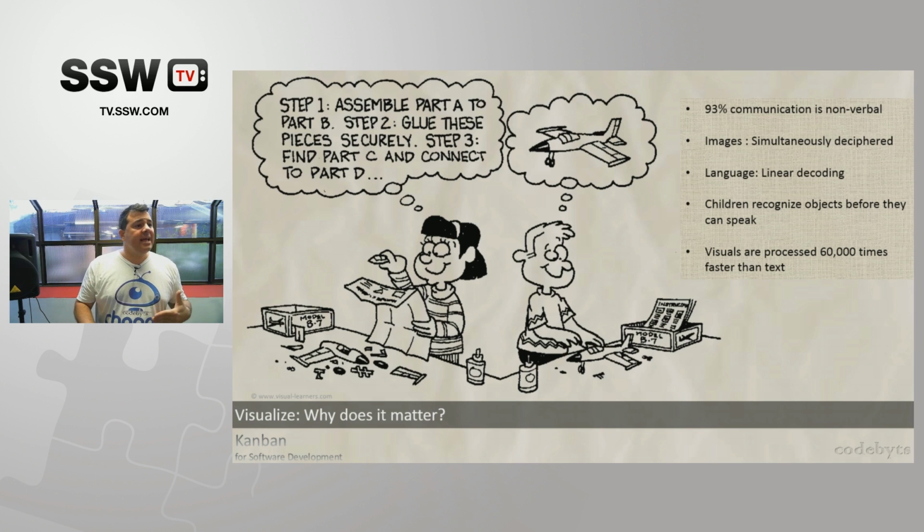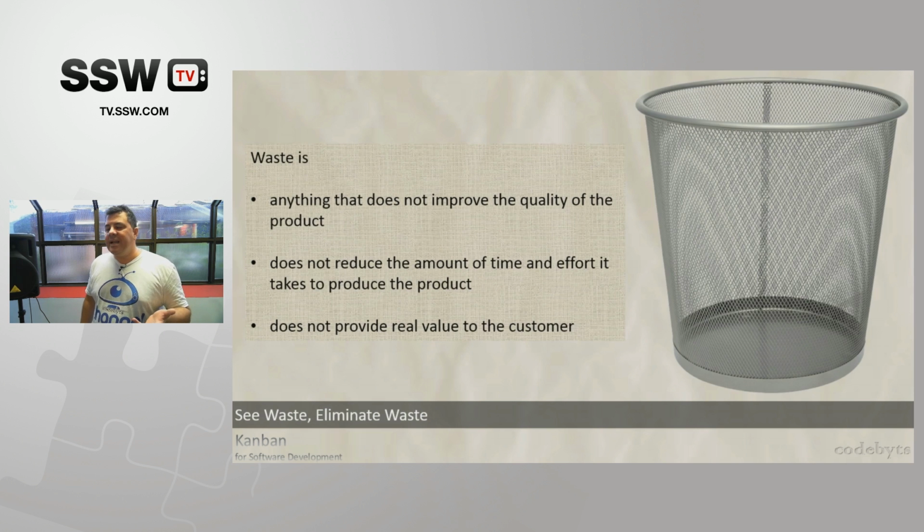The second thing that we said is, hey, with this, we need to look at waste. So what is waste? What do we call waste? Waste is basically anything that does not improve the quality of the product, or that does not reduce the amount of time and effort it takes to produce that product, or it may do all these too, but it doesn't give any real value to the customer. The customer did not even ask for it, right? So that's all waste from an organizational point of view and from our software point of view too.